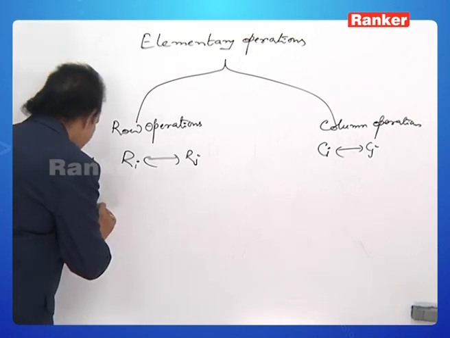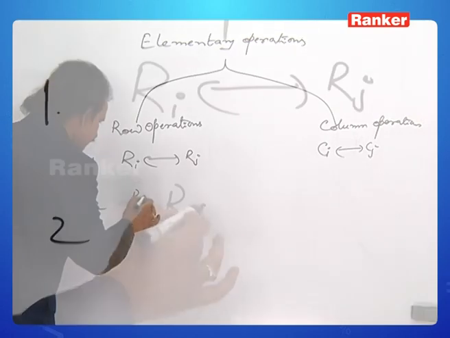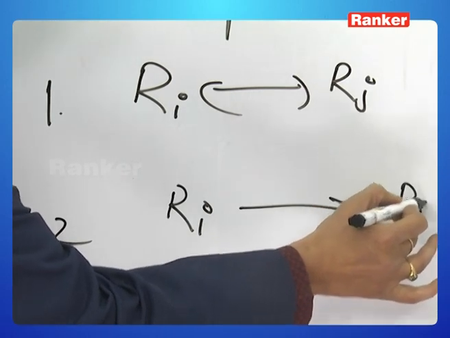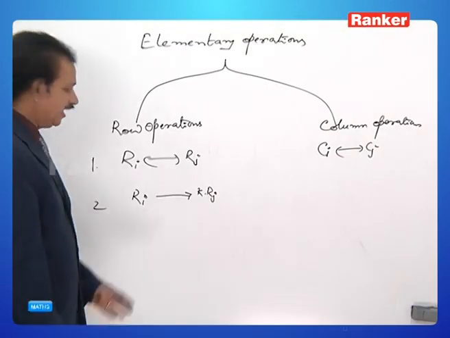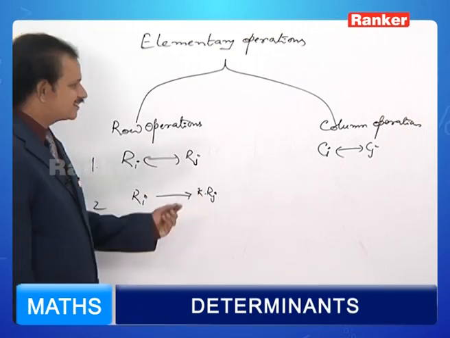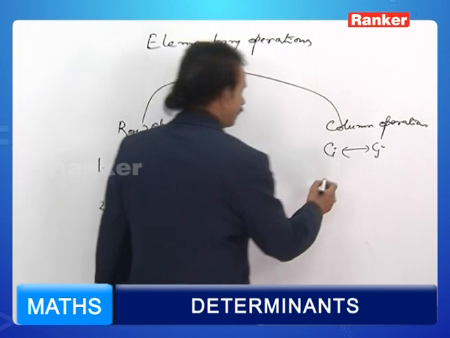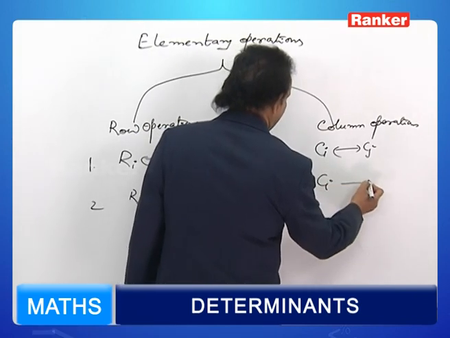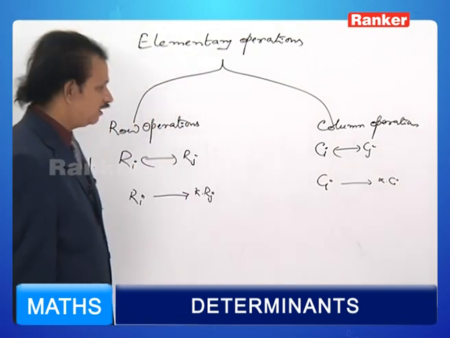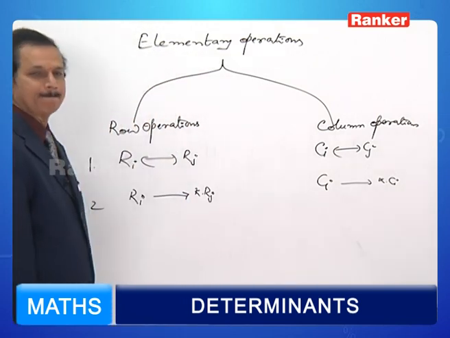The second one is, you observe this, elements of ith row are multiplied with the constant k. What is the corresponding column operation? Elements of ith column are multiplied with the constant k.